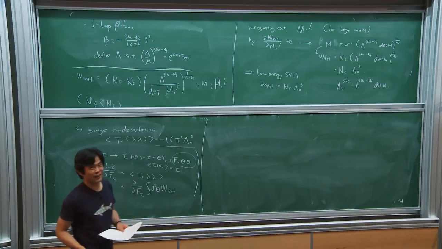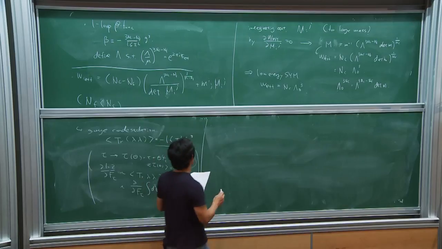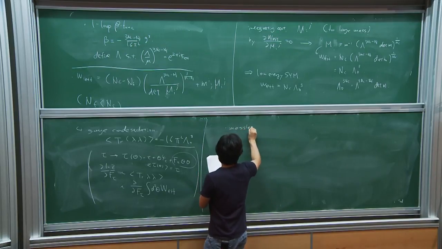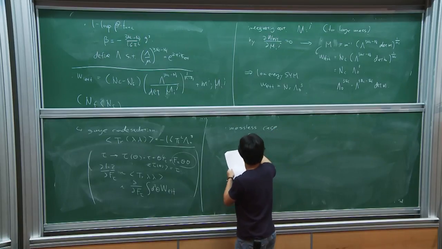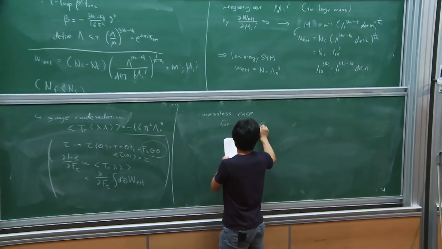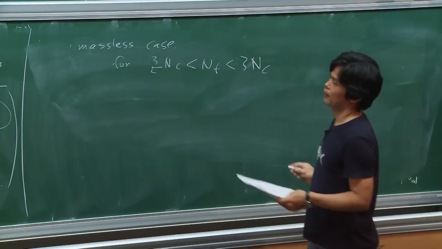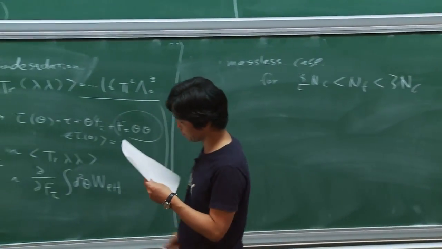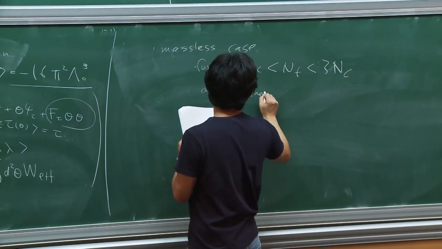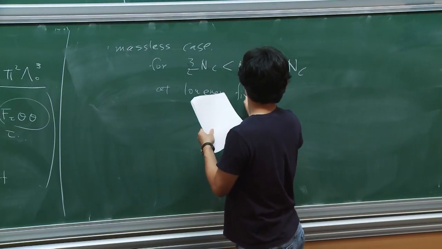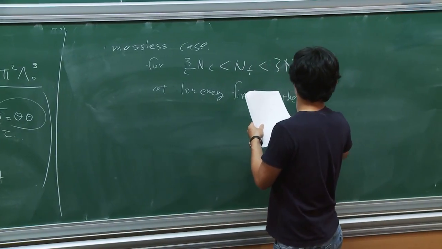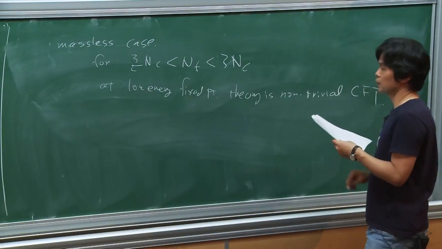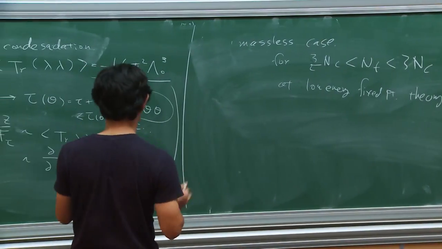Okay, but what you know about this theory is probably the Seiberg dual. Actually, I mentioned the Seiberg dual. It's for this window, as you know. This is for N_F less than N_C, and for this region it is of course different from this one. Then at low energy, as you know, this is highly non-trivial, found or claimed by Seiberg.